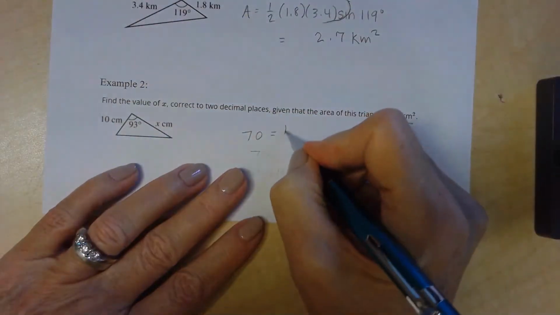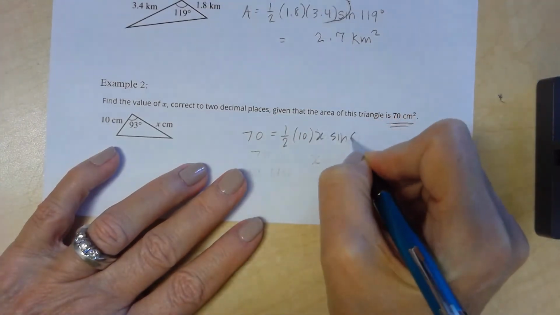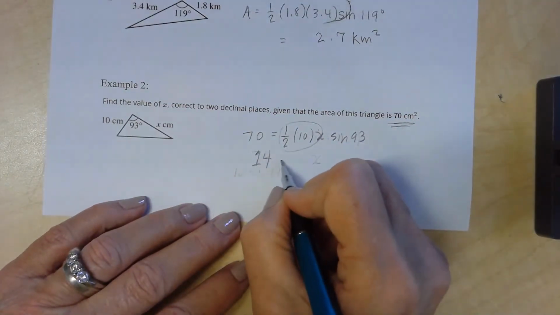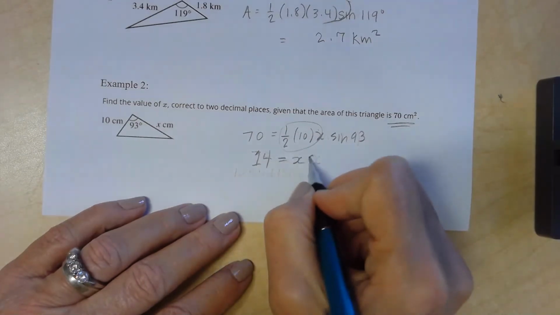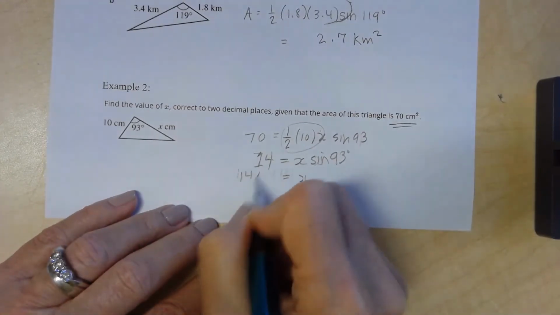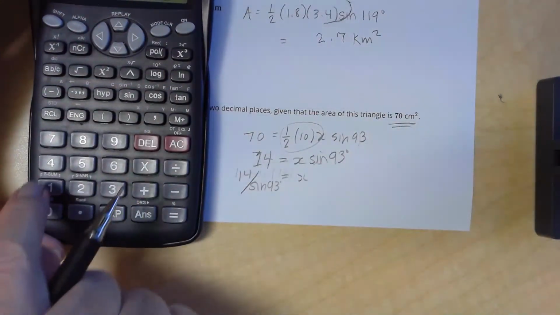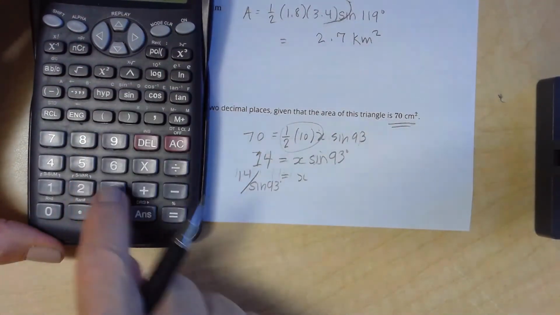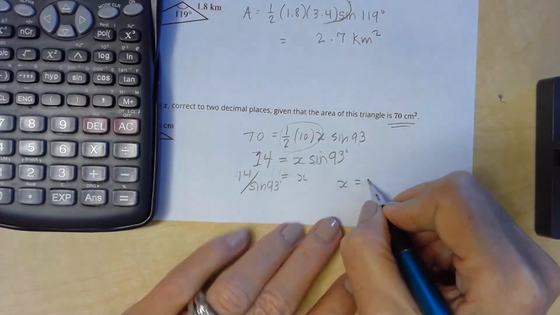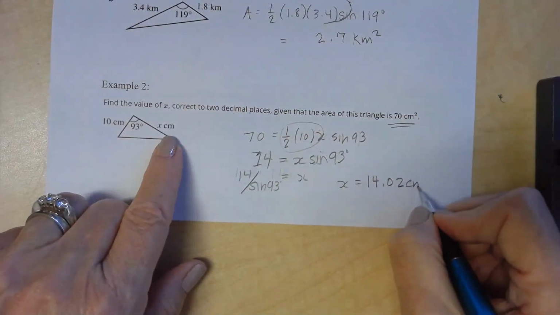So 70 equals 1/2 times a times b times sine of 93. Okay, so this is 5, and if I divide 70 by 5, I get 14. So I'll do that first. So I get 14 equals x sine 93. And now I'm going to divide by sine 93 to get the x. And again, just type in 14 divided by sine 93. And I get x equals, and it says to 2 decimal places, so 14.02. And that would be centimeters. Okay, that's it.